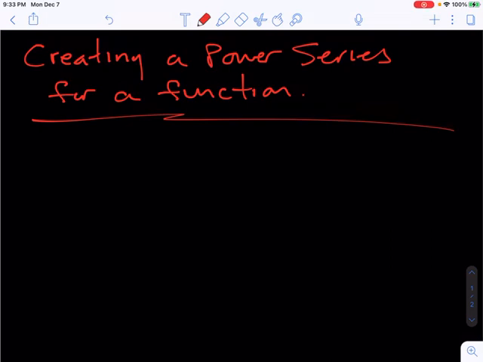In this video, I am going to demonstrate how to create a power series for a function. So the function I'm going to start with is a very common function that we are all familiar with. f of x is equal to the sine of x. So we want to create a power series for this. And we're going to do it by creating a Taylor polynomial.